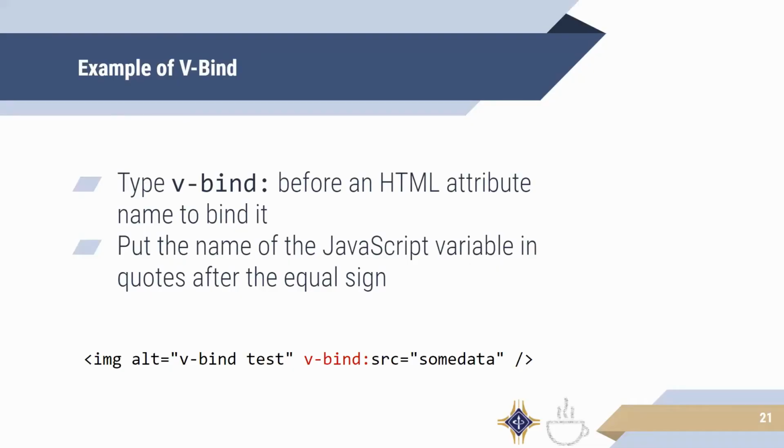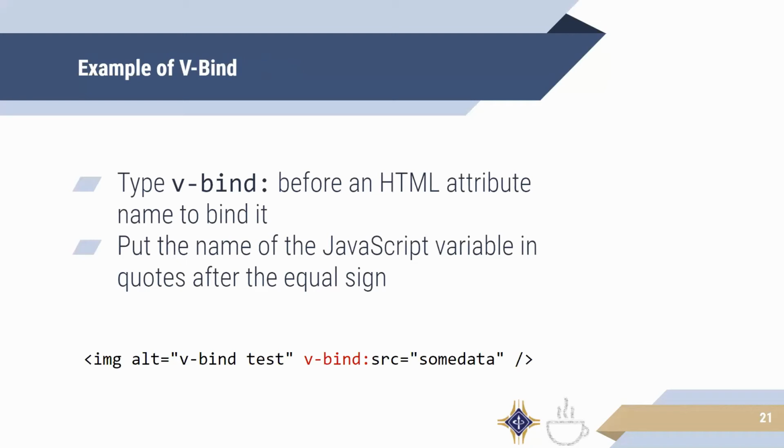So using v-bind, you just type v-bind colon before your HTML attribute, and then after that you put the name of the attribute, equal sign, and then in quotes, where you would normally put the value of the attribute, like the URL for a source tag, you instead put the JavaScript variable name, and Vue will take care of the rest for you.